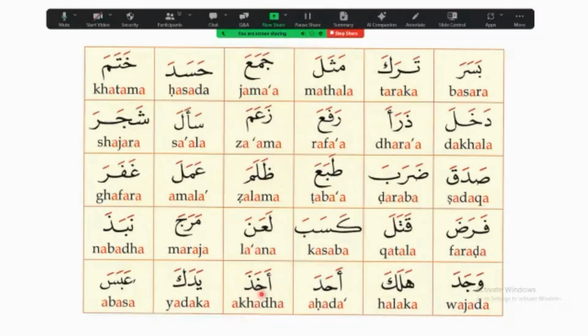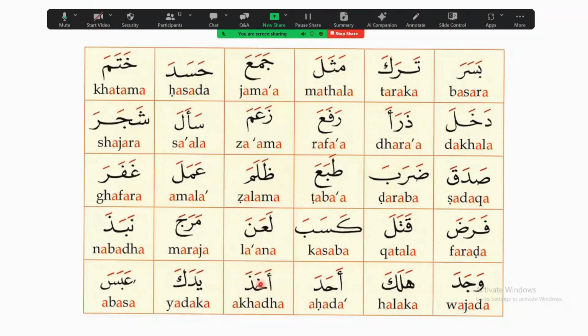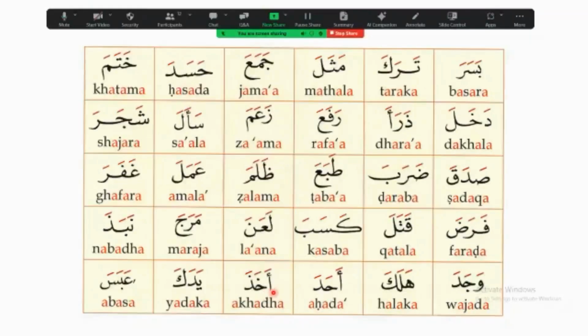Okay, so the next one is akhadha. Kha letter with a scratch from the upper portion of the throat, and then the dhal letter, which is a soft one. Akhadha. I'm not saying akhaza. The mouth should not be an empty mouth. This will be a full mouth letter. Kha. Akhadha.